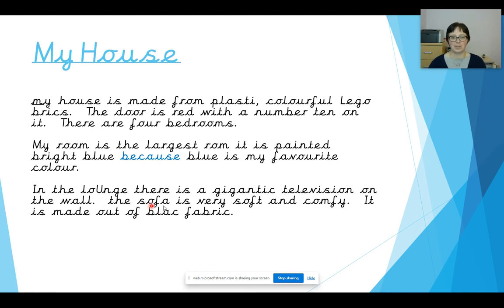The sofa is very soft. And comfy. Full stop, capital letter. It is made out of black fabric. Black. Okay, I will tell you, black is like brick. It's got the 2 k's, the curly k and the kicking k. Okay, so you can pause the video and you can spend some time looking at my paragraph and my description and how I could edit it. Remember, you can get a different colour pen or pencil and do that with your writing.